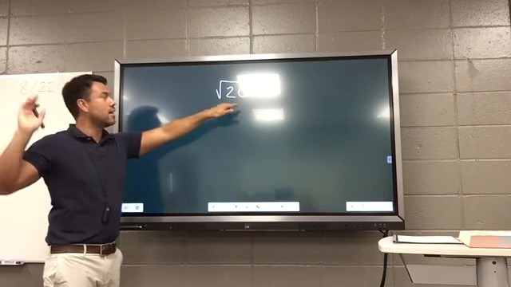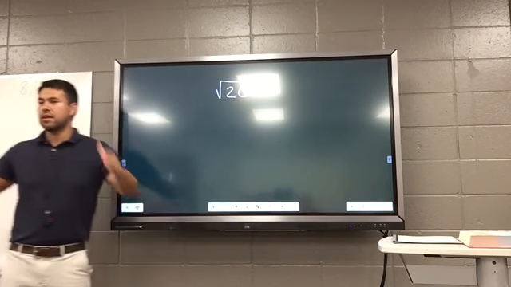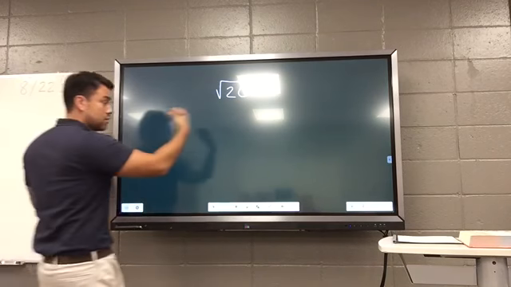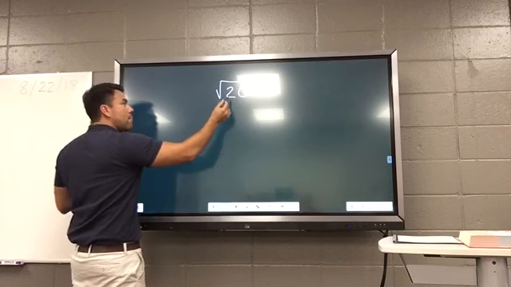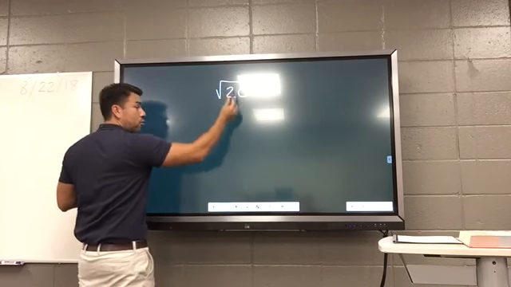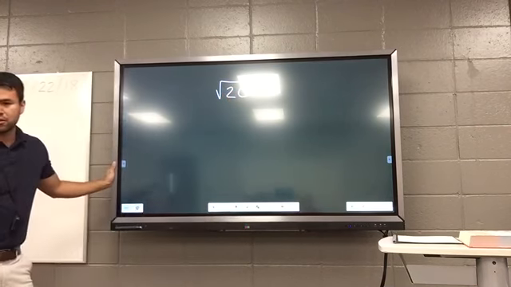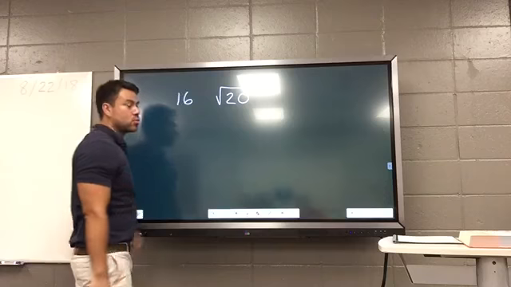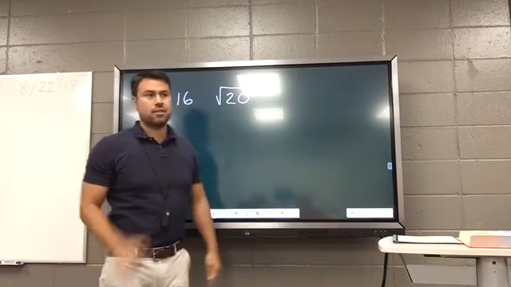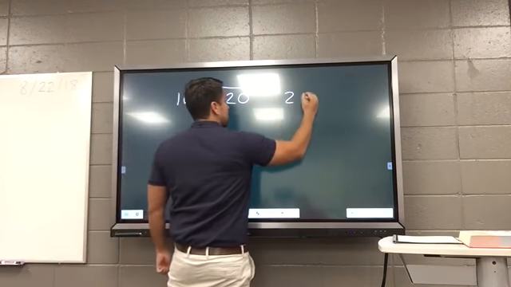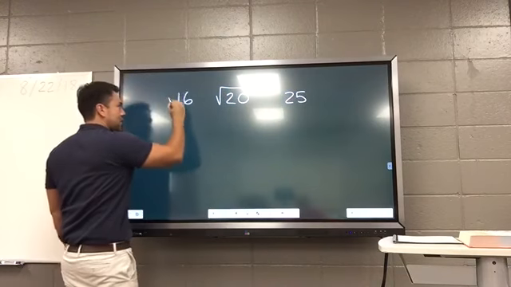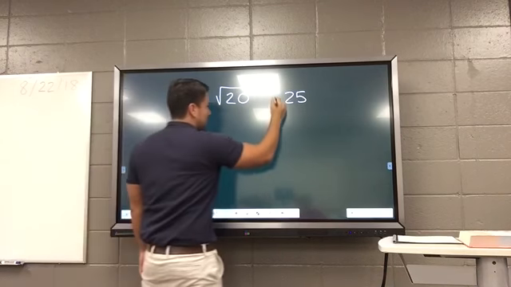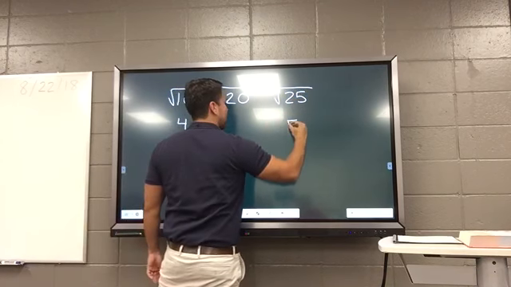Okay, it's hard. This is what I need to do. I'm thinking of my perfect squares list, and this is what you're going to do in your homework. What perfect square is right before 20 on your list? 16. What perfect square is right after 20? 25. I wish they would have asked me the square root of 16, which would have been 4, or the square root of 25, which would have been 5.